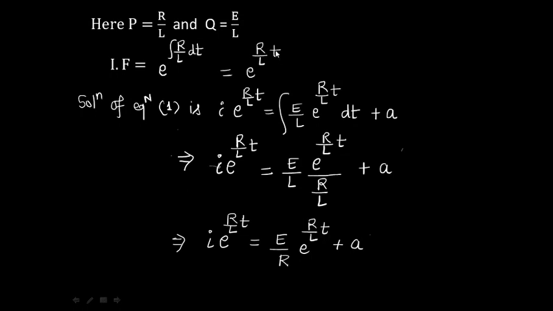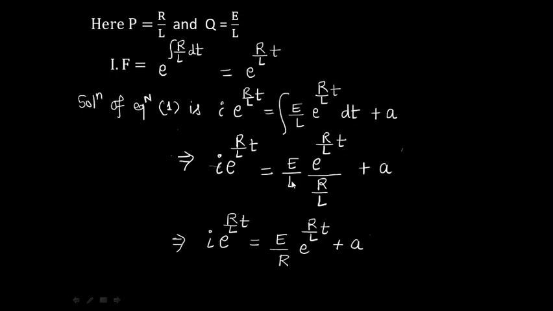t. See here, R and L are both constants, so we take them outside, and the integration of 1 is t. Then we find the solution, where the dependent variable is I times the integrating factor, which is e raised to the power R/L times t, equal to the integration of q, which is E/L, into e raised to the power R/L times t, the integrating factor. Integration with respect to the independent variable, which is t, plus a constant of integration.